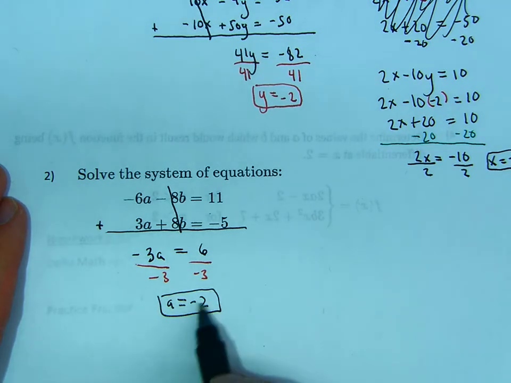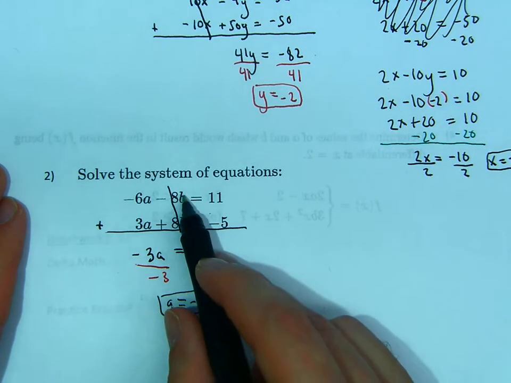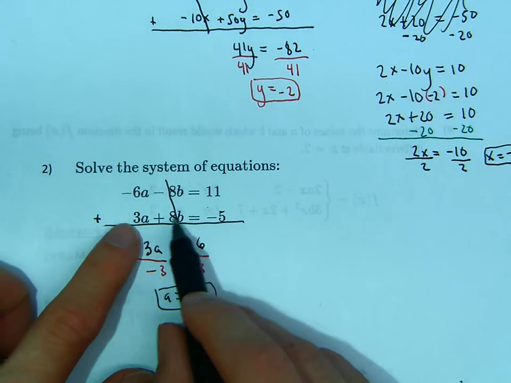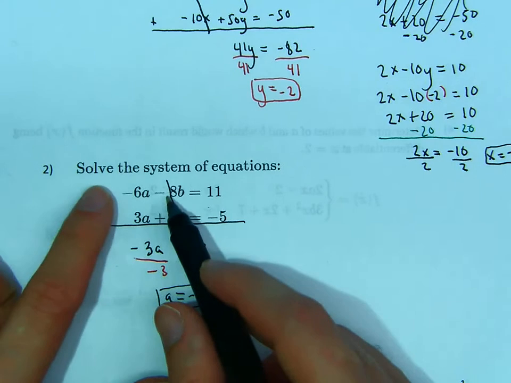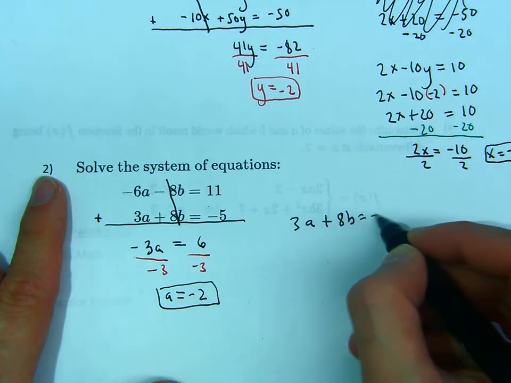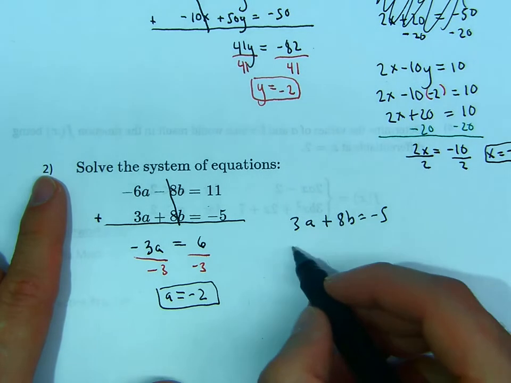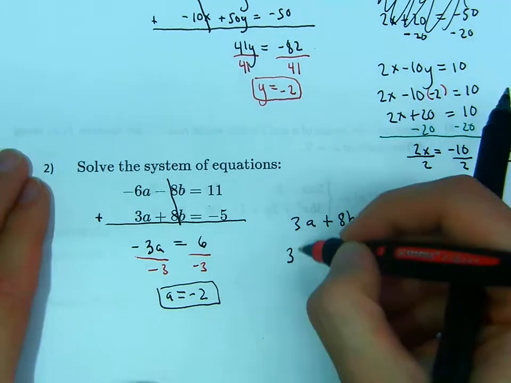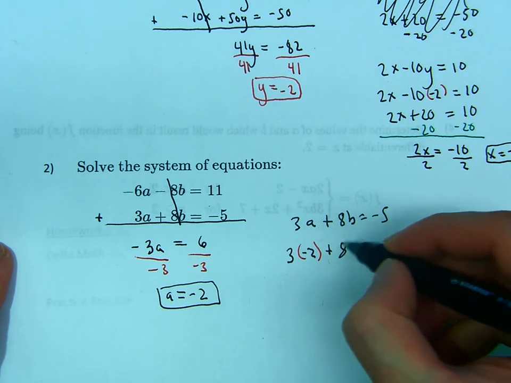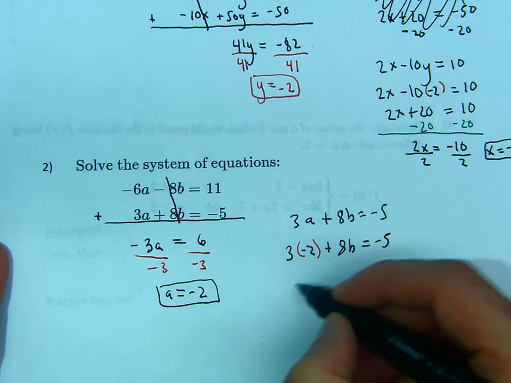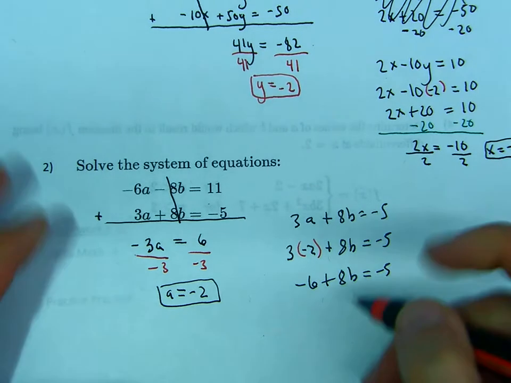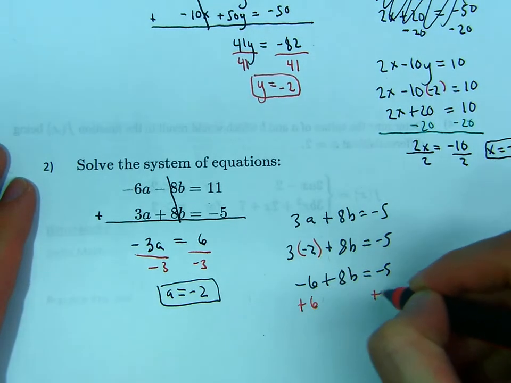And now that once we have a is equal to negative 2, we could plug it into the top or bottom equation. Which equation looks nicer? I'm going to pick the bottom one because there aren't as many negatives. So if I have 3a plus 8b equals negative 5, I substitute a in here. This is 3 times negative 2 plus 8b equals negative 5. This is negative 6 plus 8b equals negative 5. Plus 6, plus 6.